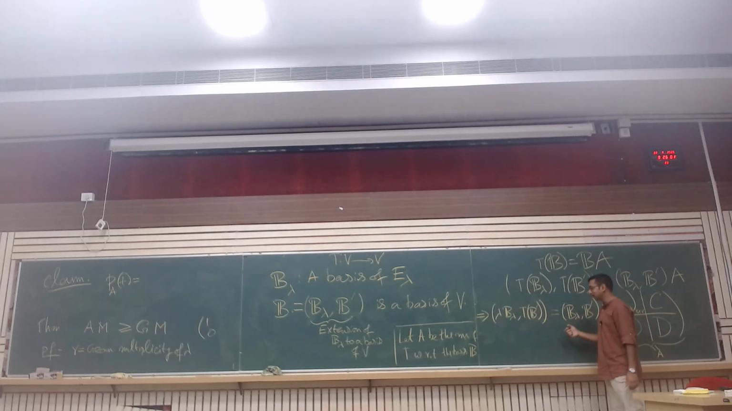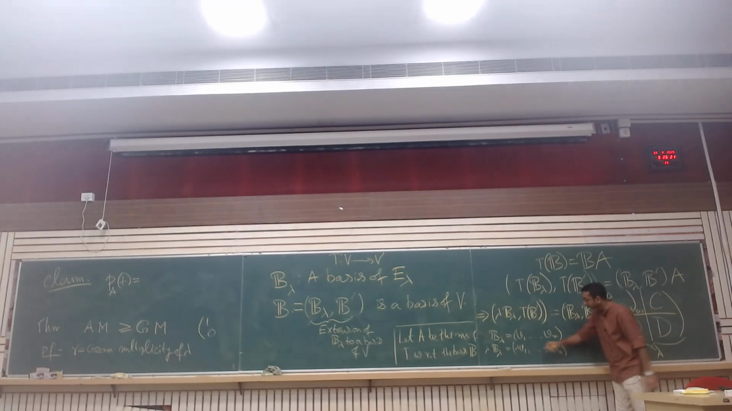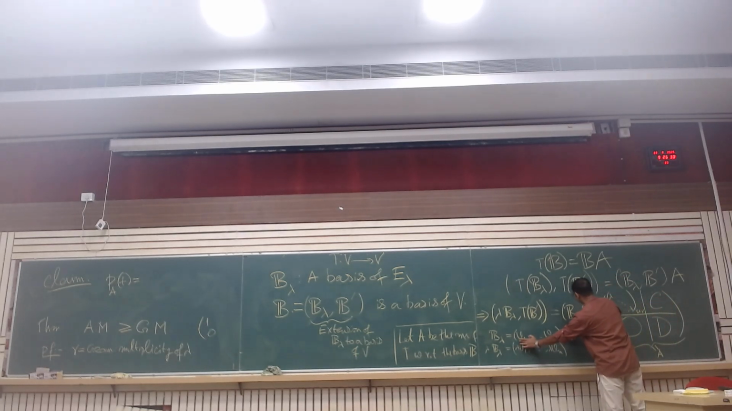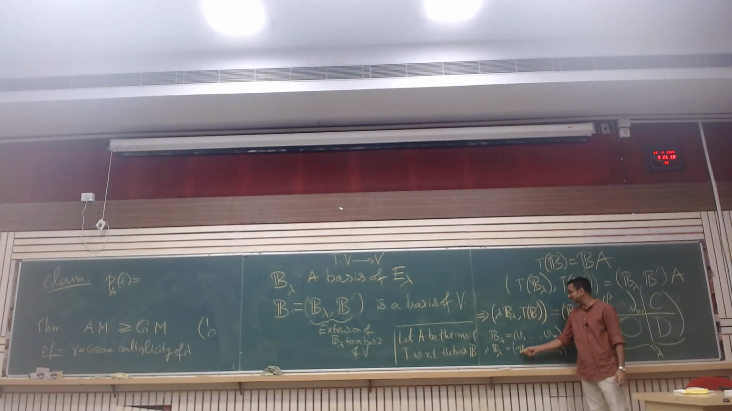How do you write these ones, lambda B lambda? Suppose your B lambda is equal to v1, dot dot dot, vn. Then lambda B lambda is lambda v1, dot dot dot, lambda vn. All right? So you are trying to write lambda v1. Now, what does this first column give? It is the linear combination of v1 to vn that would give you lambda v1. What linear combination of v1 to vn is giving you lambda v1? It is lambda times v1 plus 0 times everything else. That's what I wrote here.